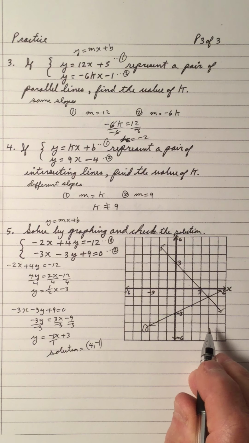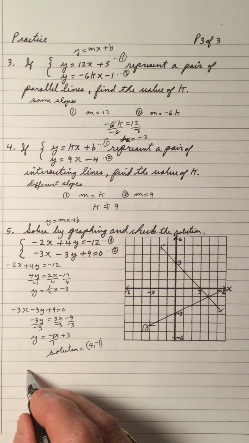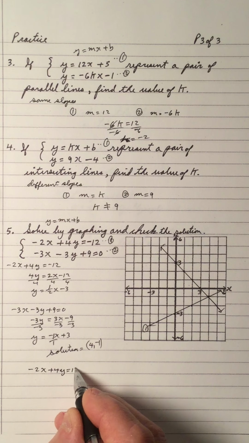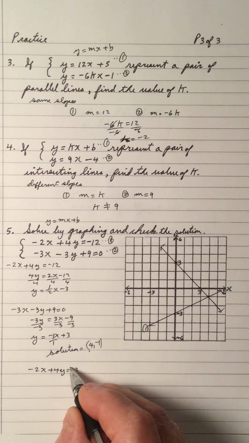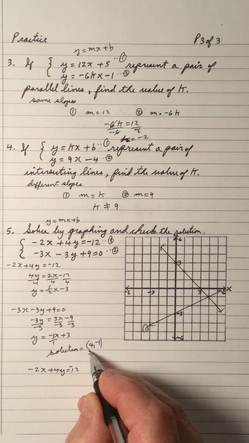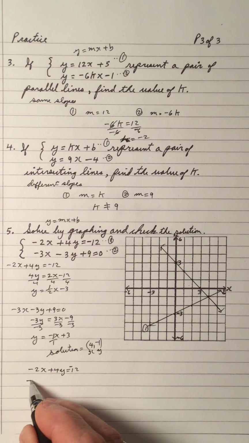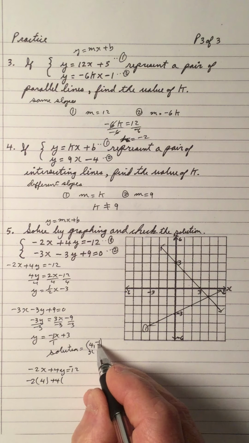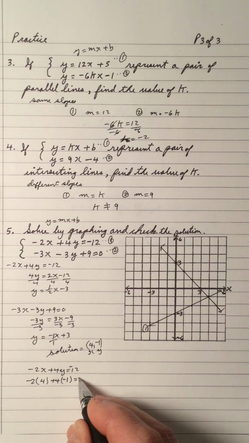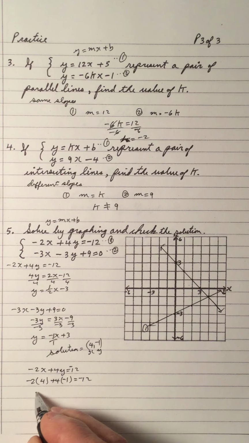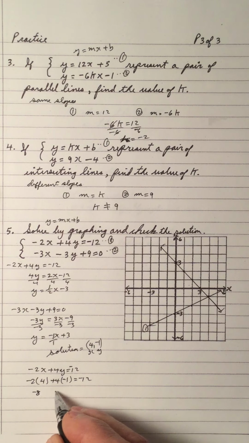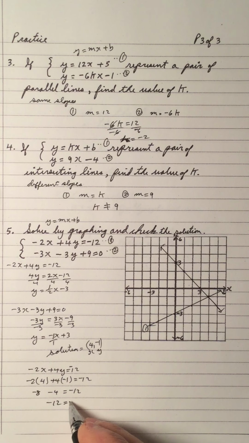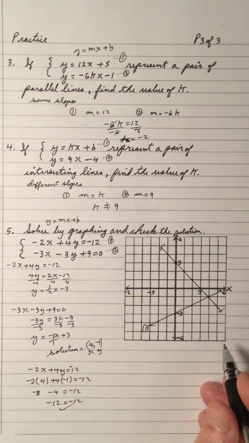So let's check to see if we're right. I'm going to write down the first equation, and I'm going to sub in the x and the y into that equation. X is 4. Y is negative 1. Negative 2 times 4 is negative 8. 4 times negative 1 is negative 4. Negative 12 equals negative 12. So okay for that one.